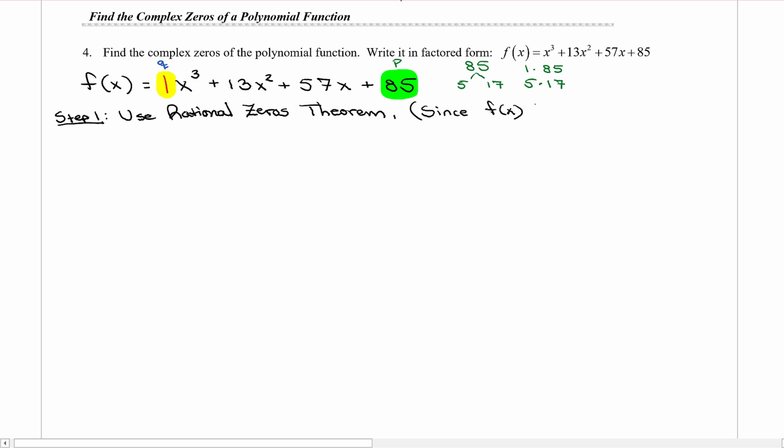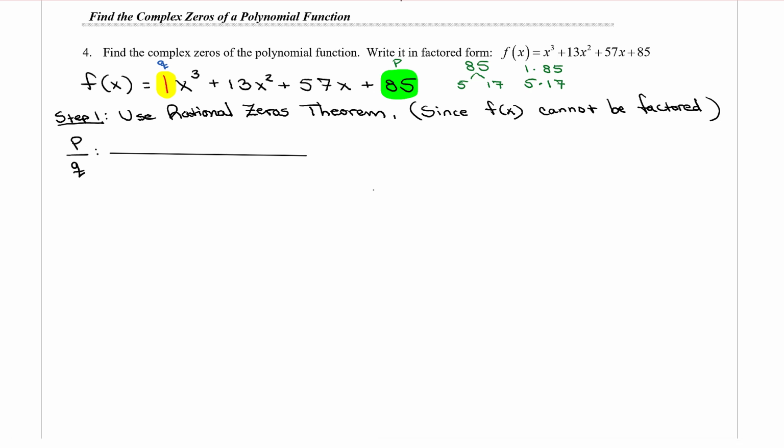And the reason I'm using the rational zeros theorem is because f of x cannot be factored, but you're always trying to find the easiest way to do these problems. The first thing I would have tried is factoring, but it just didn't work for us this time. So we use the rational zeros theorem. We're going to have to find all the ratios of P over Q.